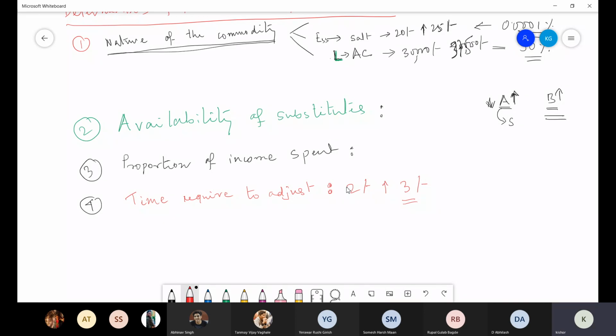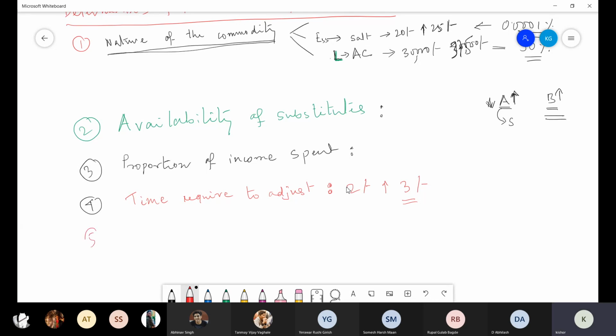But if it is an AC, you require almost 6 months to adjust yourself with that new price. So unless you are adjusting, you are not thinking about purchasing that AC. Because of that, it will be elastic. But in case of a matchbox or any such product where you require a very small proportion of time, immediately you are adjusting yourself. Because of that, it will be relatively inelastic.